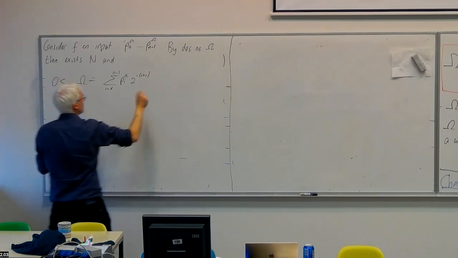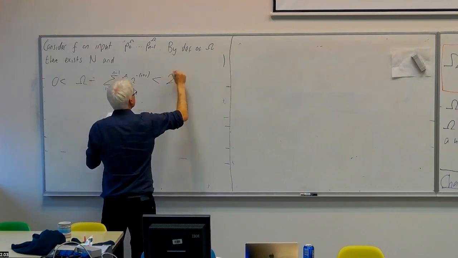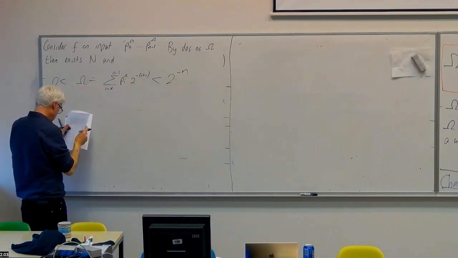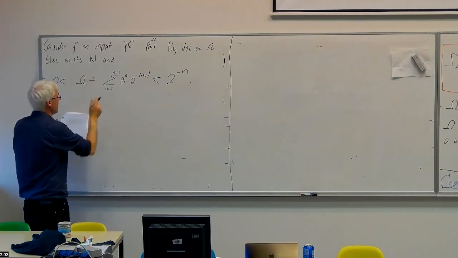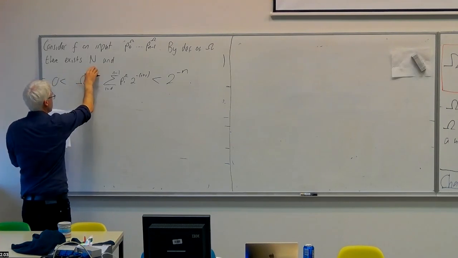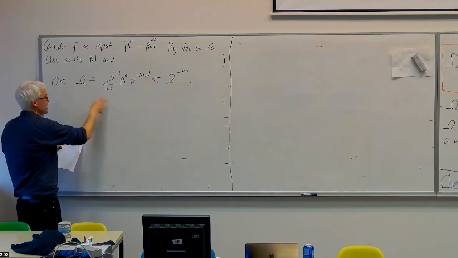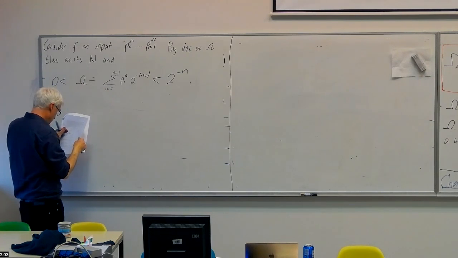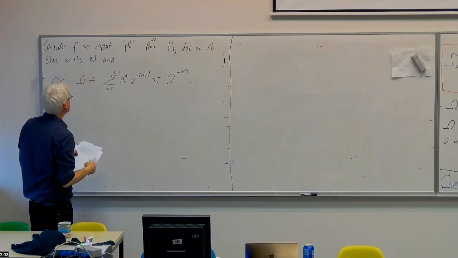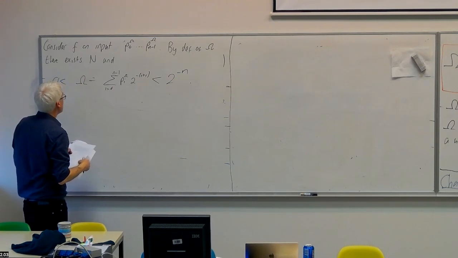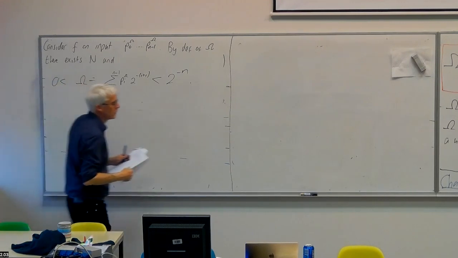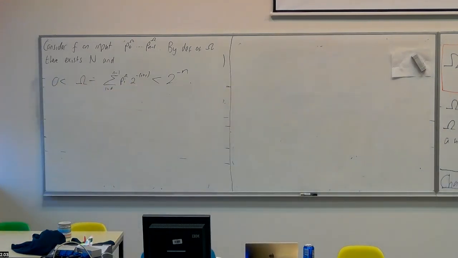Well, I've written this, which is true, but this doesn't involve capital N. Anyway, this is true, and there does exist an N, so that's okay. And these are strict inequalities because omega is irrational, so it can't be 0 and it can't be exactly 2 to the minus n. Right, and we also have this inequality here. So this value lies between.